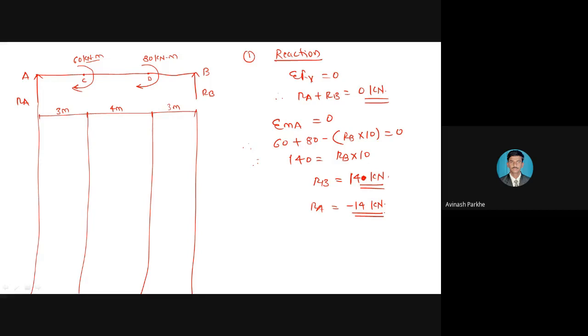Maybe this beam is supported with the support given in the downward direction. So in the figure, I can represent that particular RA maybe in the downward direction or maybe in the upward direction. So RA is equal to minus 14 kilonewton, and here RB is equal to 14 kilonewton. Now go for the SF calculation. SF calculation is very simple.